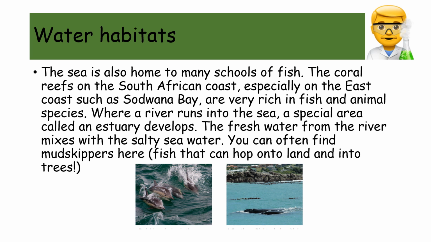Water habitats. The sea is also home to many schools of fish. The coral reefs on the South African coast, especially on the east coast, such as Sodwana Bay, are very rich in fish and animal species. Where the river runs into the sea, a special area called an estuary develops. The fresh water from the river mixes with the salty water. You can often find mudskippers, trees, and ants and other things in that area.